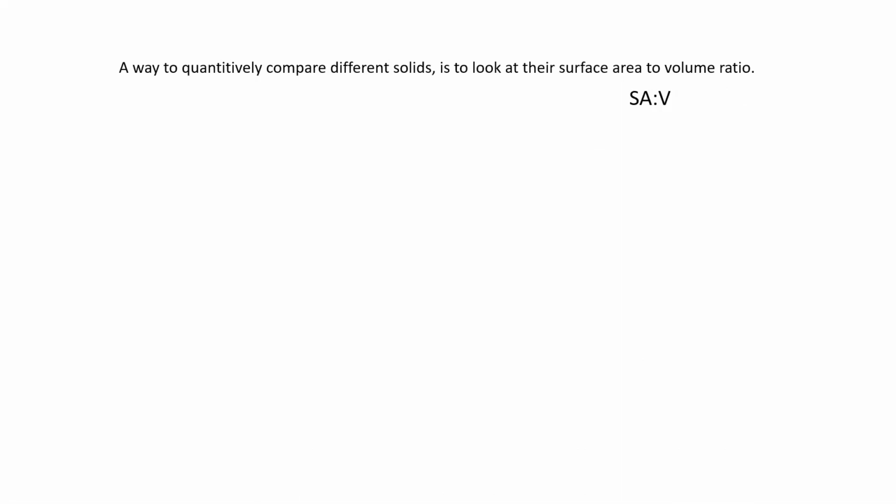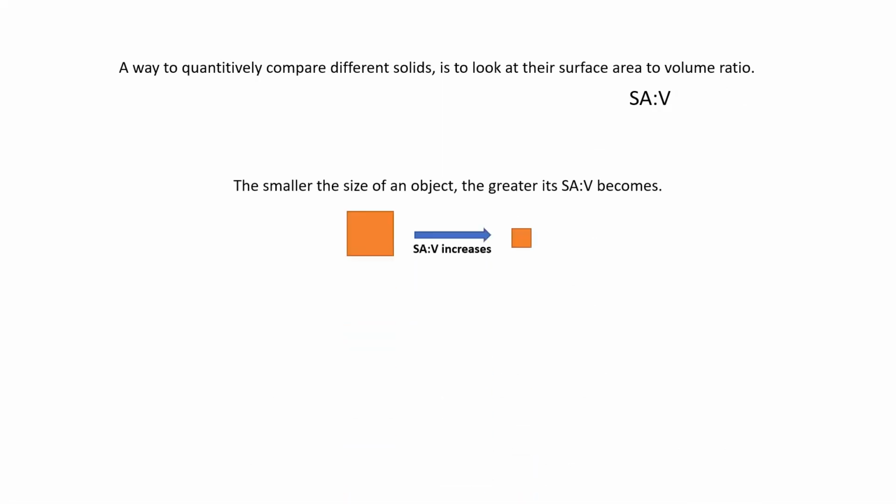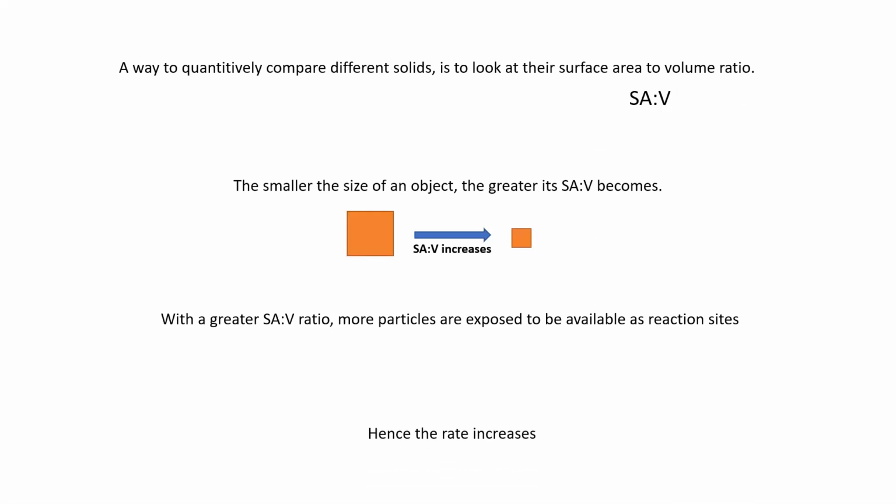Looking at this quantitatively, comparing these different solids is easiest by looking at the surface area to volume ratio. The smaller the size of an object, the greater its surface area to volume ratio becomes. With a greater surface area to volume ratio, you're exposing more particles to be available as reaction sites, hence the rate increases.